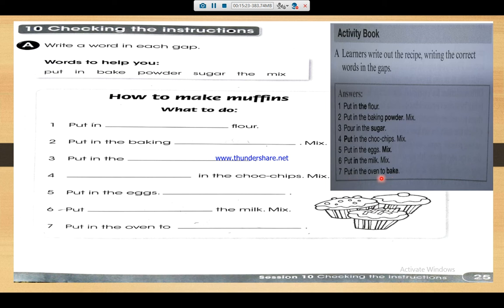And here again we have the word oven, and we were talking about using the oven for baking when we were talking about the gingerbread man and the chapati man. So we put the gingerbread man in the oven to bake. Okay, so we have the word bake, which is long A with magic E. Let's move to the next page.